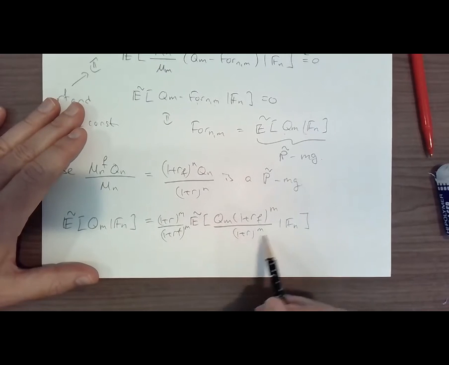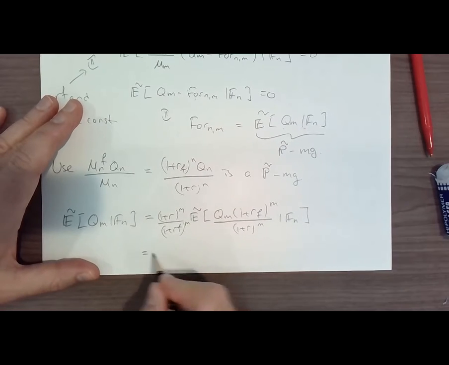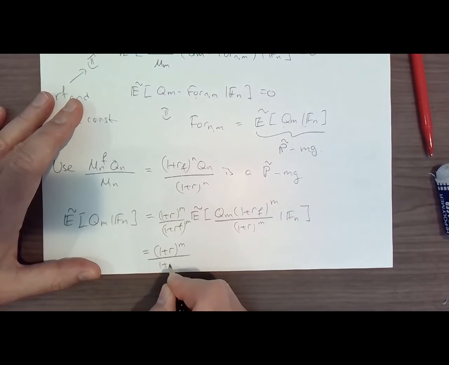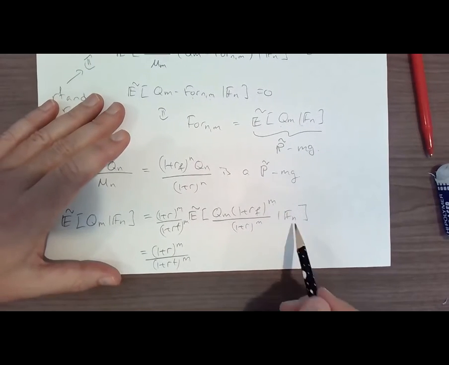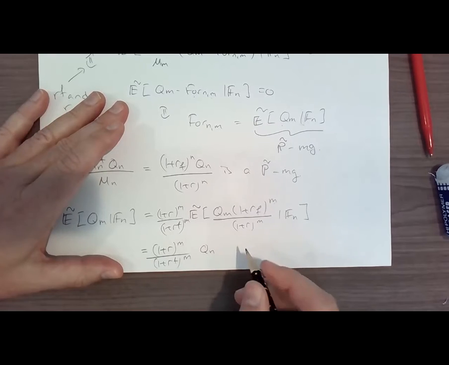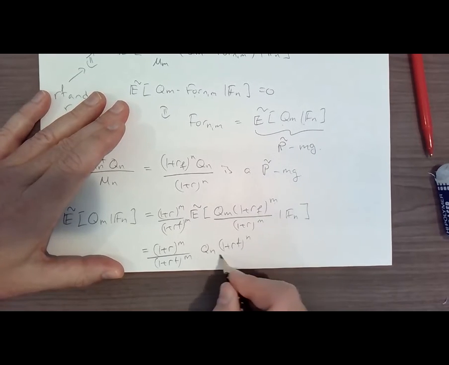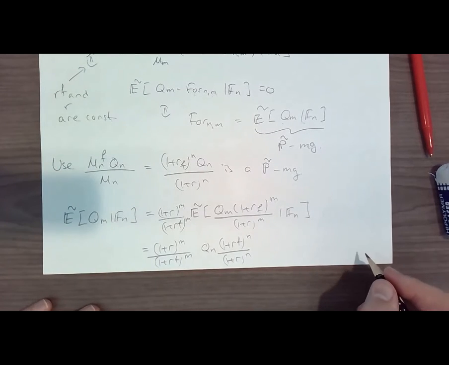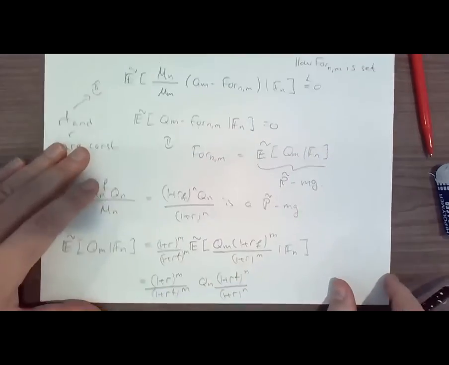And that's a lot better because now I know that this here is a martingale by this property up there. So the conditional expectation is easy to compute. I get (1 + R)^m, (1 + R_f)^m. And then because it's a martingale, I just replace m by n. I get Q_n, and then a ratio (1 + R_f)^n divided by (1 + R)^n. And so I have my forward exchange rate. I simply get that out.